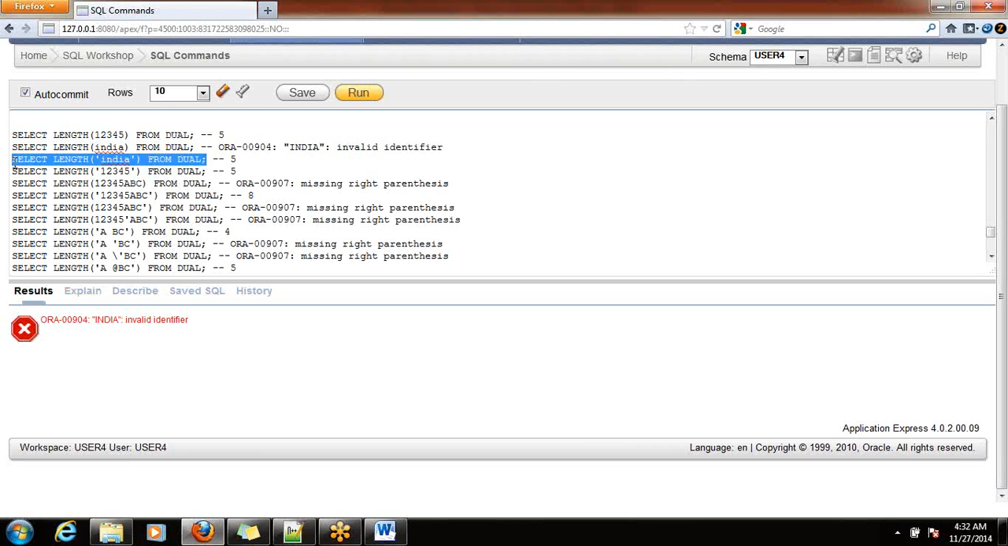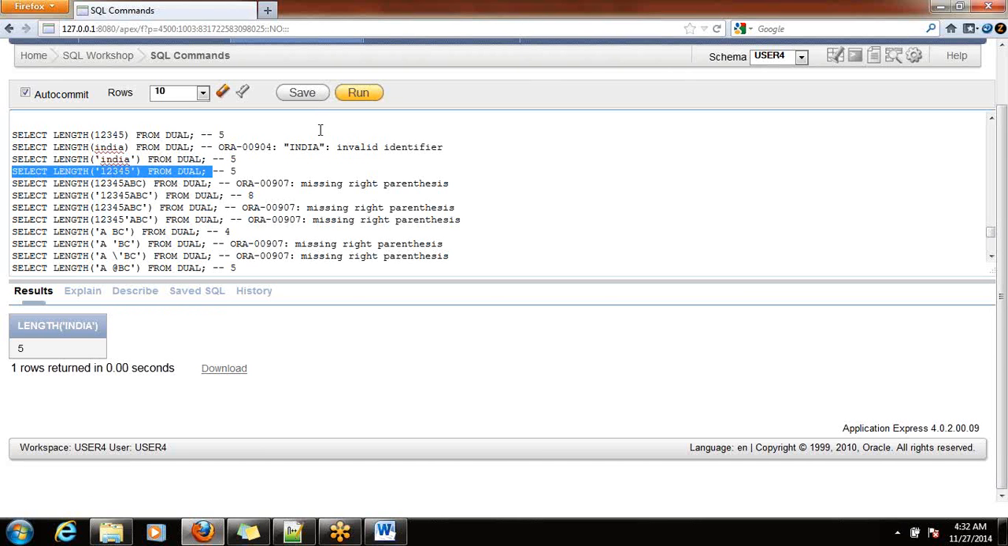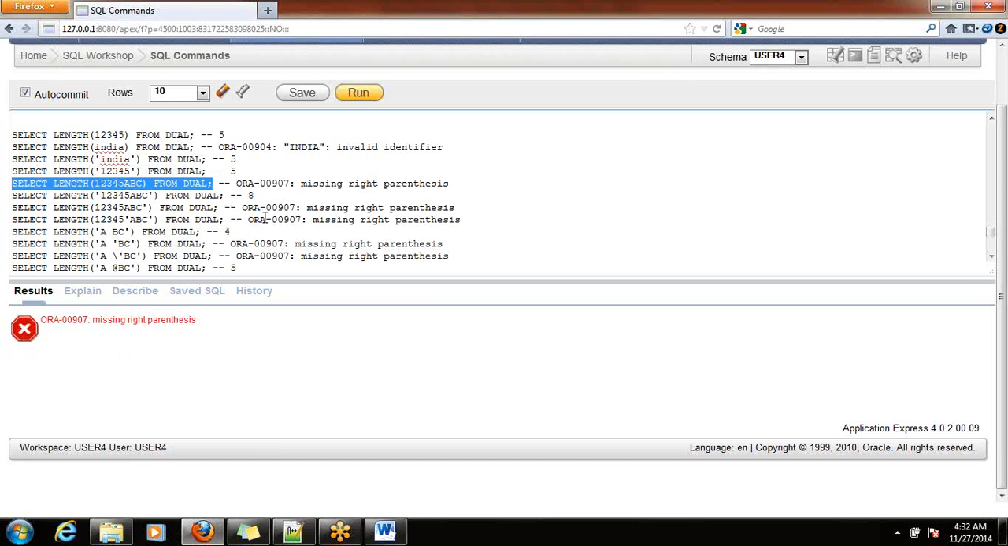The next one, same. I have mentioned it in single quotes. 5. And look there, I gave length. 1, 2, 3, 4, 5 is in single quotes, so for Oracle it will be like a string, right? And you can see 1, 2, 3 ABC. There are characters, right? So you need to put them in single quotes. So that's why it's an error.